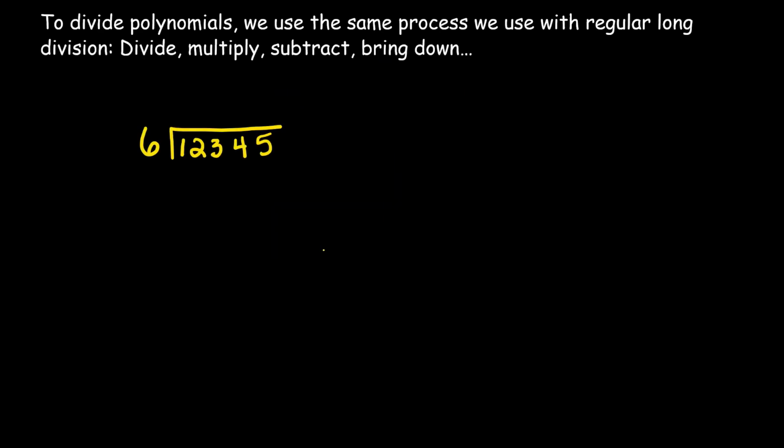To divide polynomials, we use the same process we use with regular long division. So let's just look at that and remember what the steps are. The steps for long division are divide, multiply, subtract, bring down. Divide, multiply, subtract, bring down. You just keep doing that over and over until you're done.